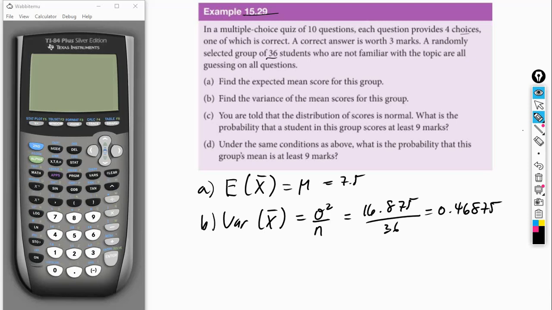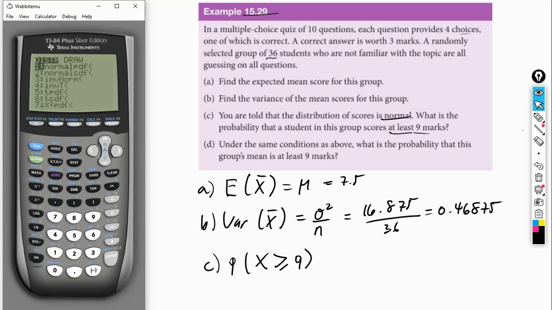Okay, then we have C. It says you are told that the distribution of scores is normal. So it's a normal distribution. What is the probability that a student in this group scores at least 9 marks? So that means the probability that one student scores at least 9 marks. So we need the calculator for this. So here we go. We have to go to distributions and the normal cumulative distribution function.